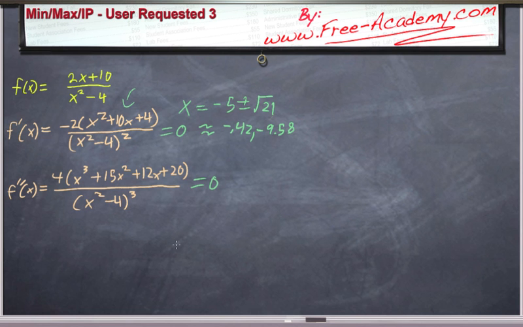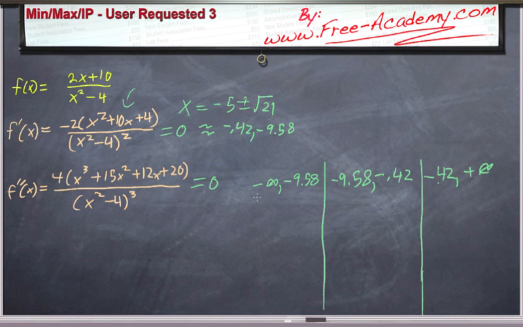So now you stick this into a table. You're going to have negative infinity to negative 9.58, negative 9.58 to negative 0.42, and then negative 0.42 to positive infinity. And then you need to pick out some test values, so say negative 10, negative 1, and 0. And then you take each one of these test values and put it into your first derivative to find if it's positive or negative. If it's positive, it's increasing. If it's negative, it's decreasing.